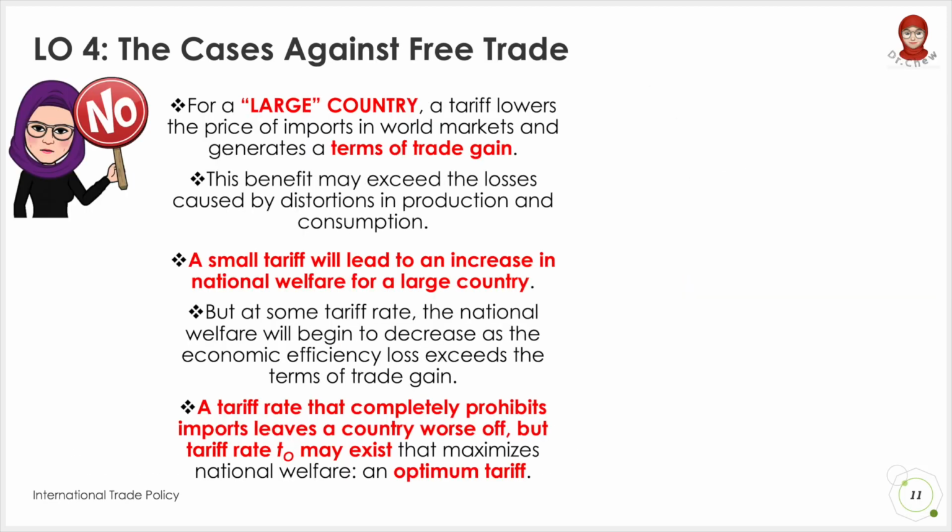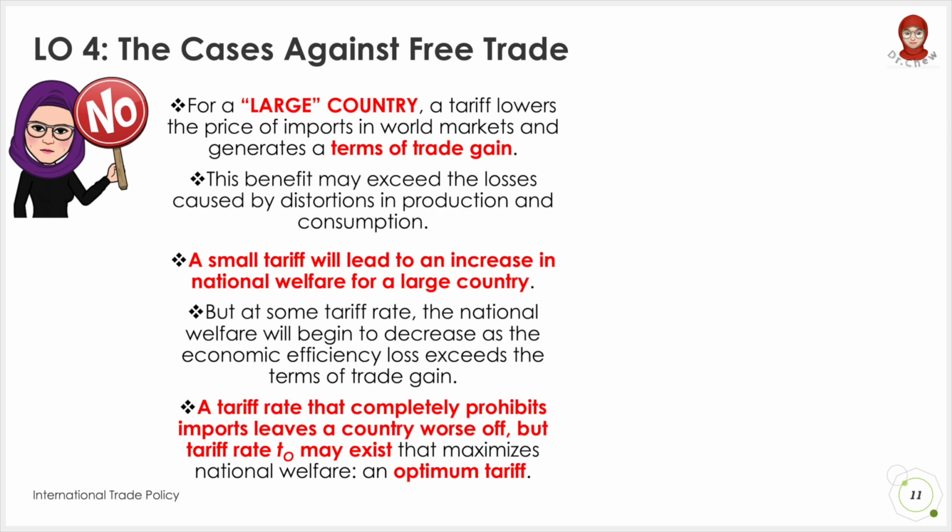So, what will be the argument for those that are against free trade? Most tariffs, import quotas, and other trade policy measures are undertaken primarily to protect the income of particular interest groups. For a large country that is able to affect the prices of foreign exporters, a tariff lowers the price of imports and thus generates a terms of trade benefit.